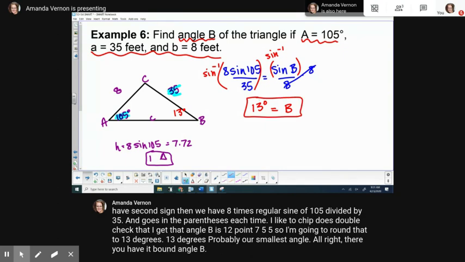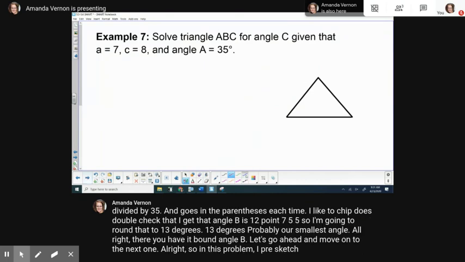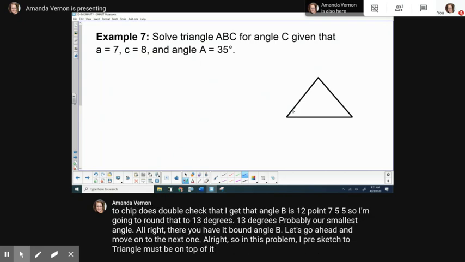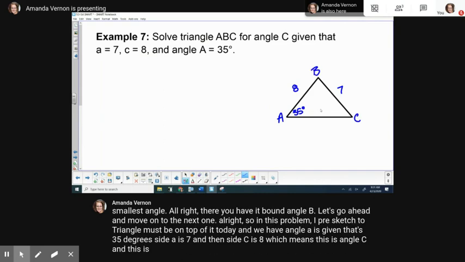Let's go ahead and move on to the next one. All right, so in this problem, I've pre-sketched a triangle. Must be on top of it today. And we have angle A is given, that's 35 degrees. Side A is 7. And then side C is 8, which means this is angle C, and this is angle B and little b.